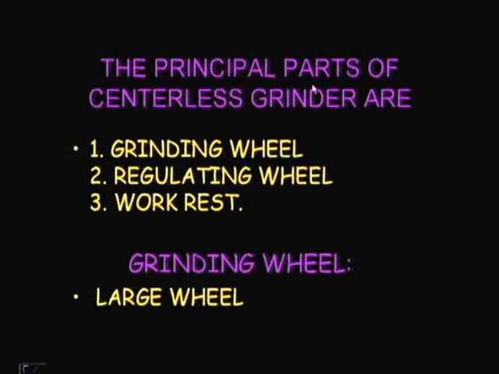Now, let us go for the principal parts of a centerless grinder. One is the grinding wheel, two is the regulating wheel, three is the work rest. All these three are shown in the previous figure. Next, let us see individually what a grinding wheel is. The grinding wheel is the large wheel. Of the two wheels, the one larger in size is called the grinding wheel, and the smaller is the regulating wheel.